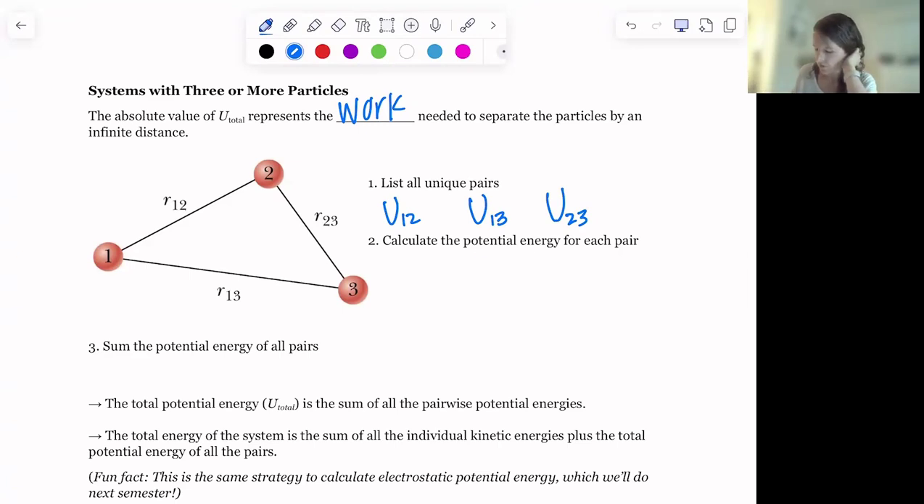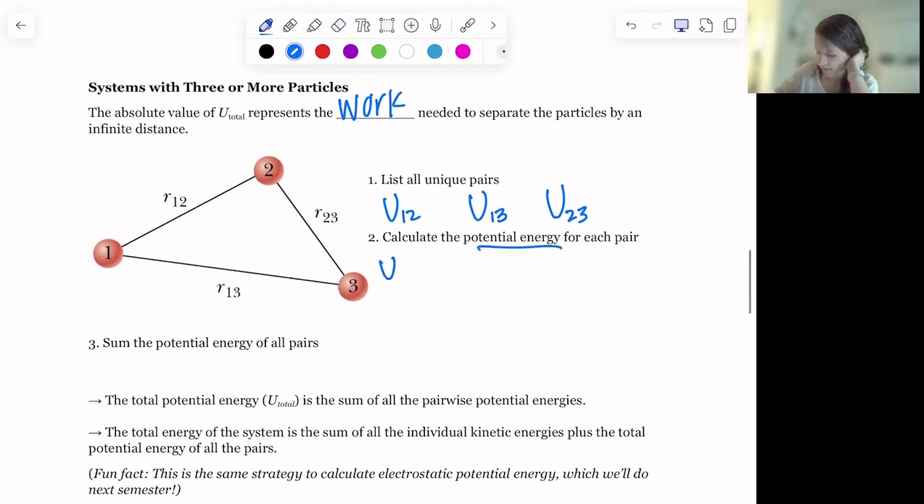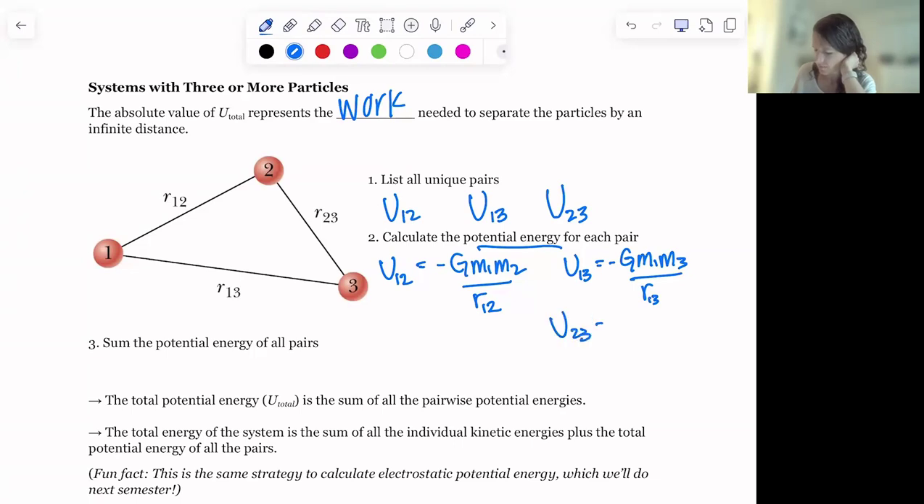And then we would want to calculate the potential energy for each pair. So potential energy from 1 to 2 would be negative G m1 m2 over r12. And remember, when it's the potential energy and not the force due to gravity, that r is not squared. So then we'll just continue with the other ones. U13 equals negative G m1 m3 over r, the distance between 1 and 3, and then U23 is the same thing. So negative G m2 m3 over r from 2 to 3.